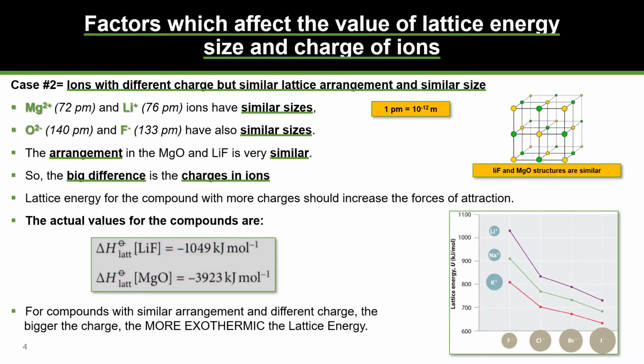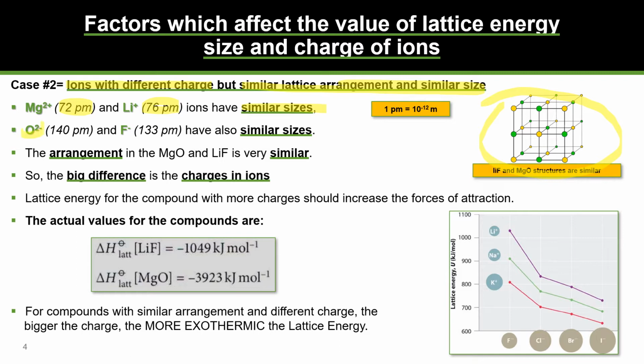In case number 2, we are going to compare ions with different charge, but similar lattice arrangement and similar size. For example, magnesium oxide and lithium fluoride have very similar structure. So the ratios between those are going to be different because of the charges. We have magnesium that has an ionic radius of 72 picometers, and lithium one of 76 picometers. So they have similar sizes.